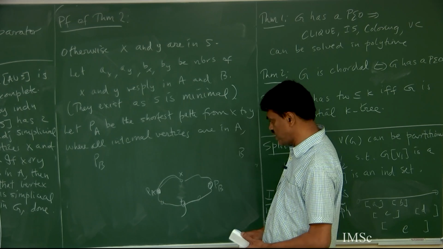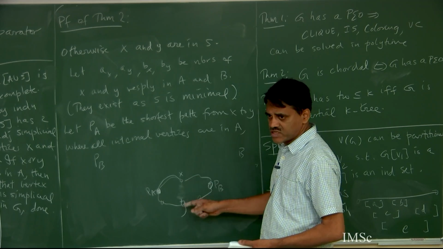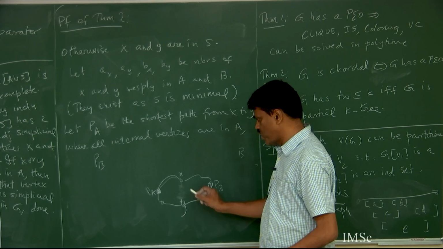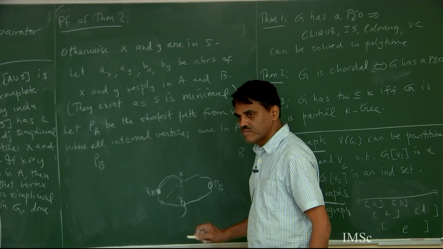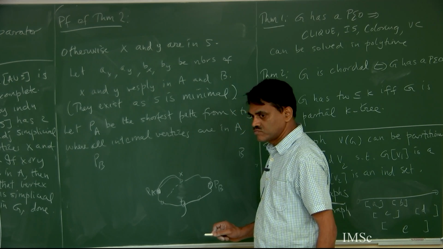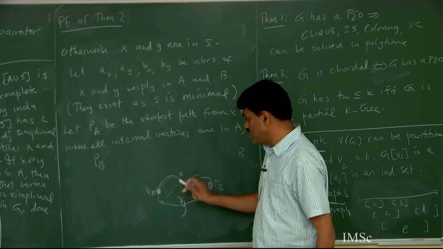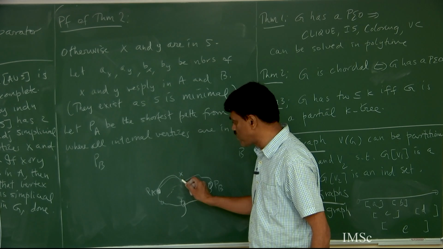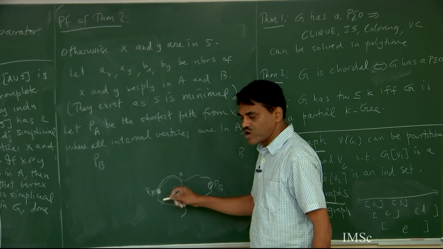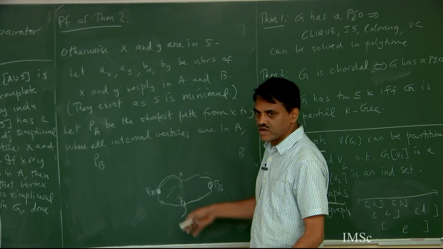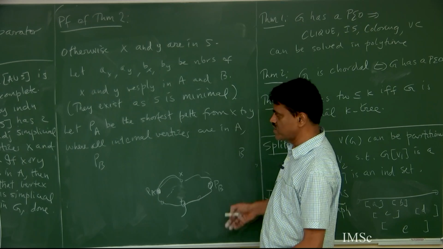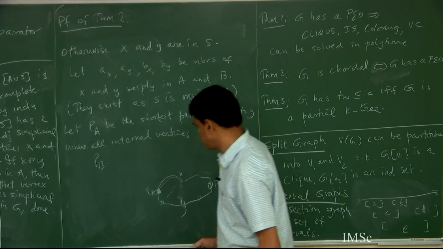Why is it a chordless cycle? Well, x and y are non-adjacent. Why can't I have an edge like this? Because this is the shortest path from x to y. So in this path from x to y there are no chords here. Similarly, there are no chords here. So it is a chordless cycle of length at least 4, which is a contradiction.